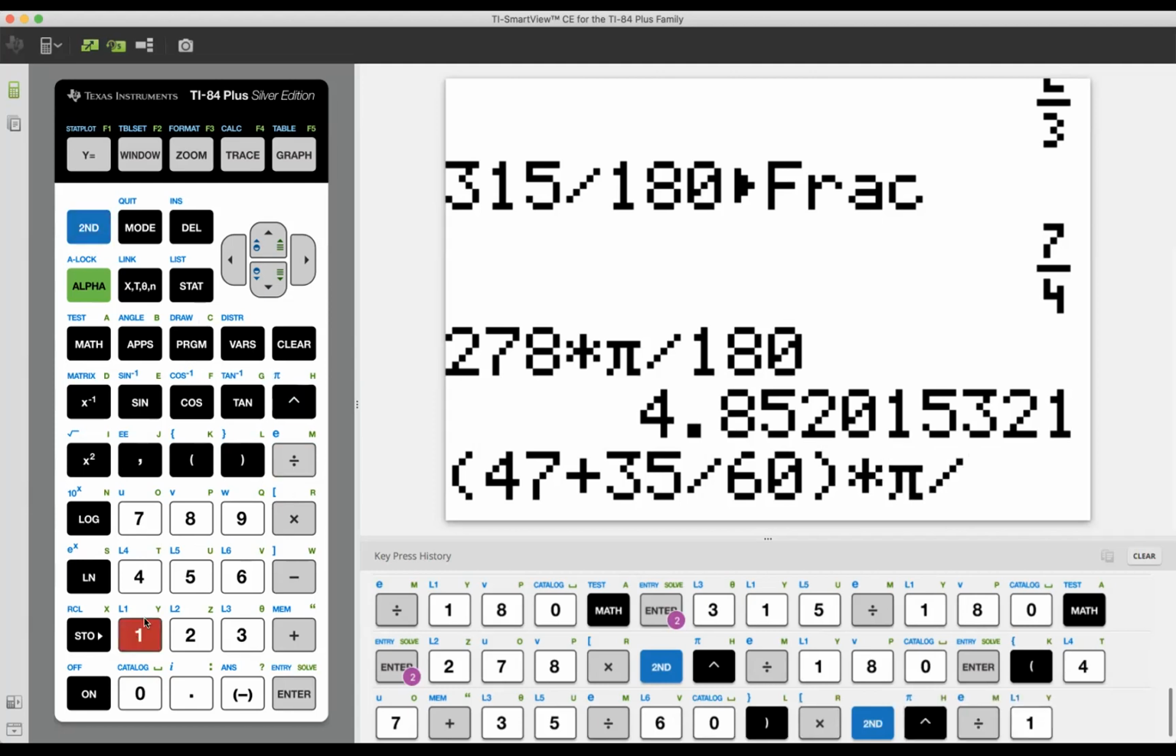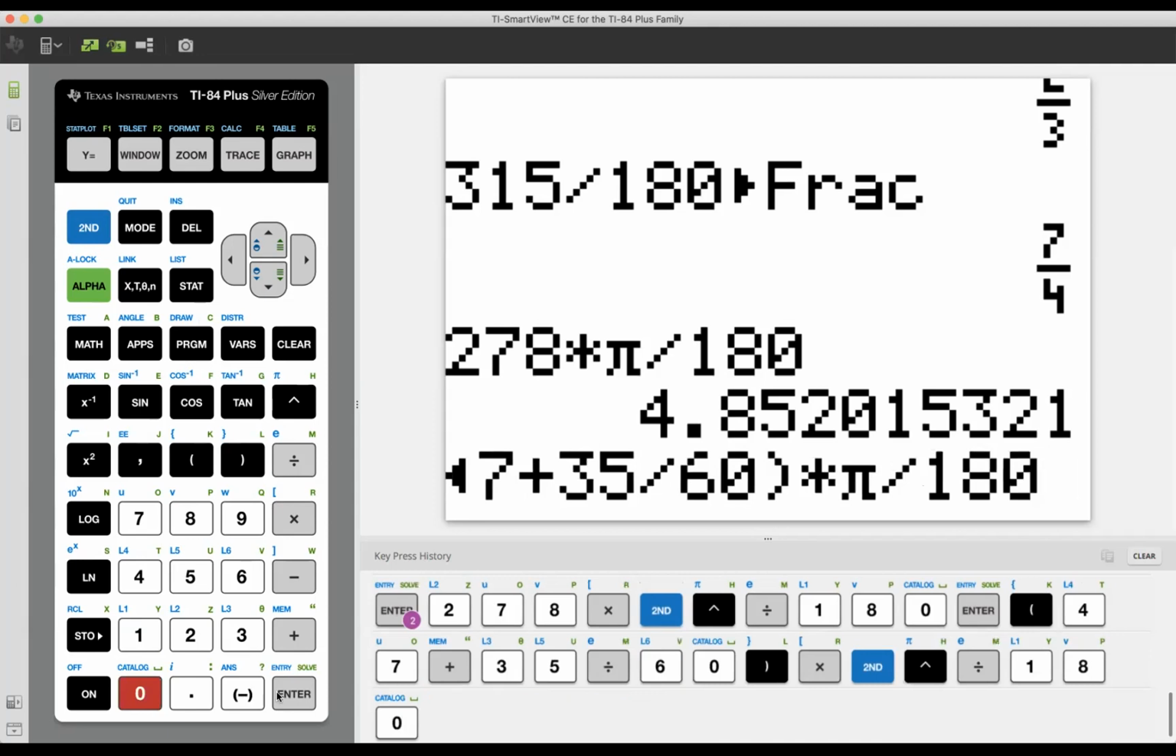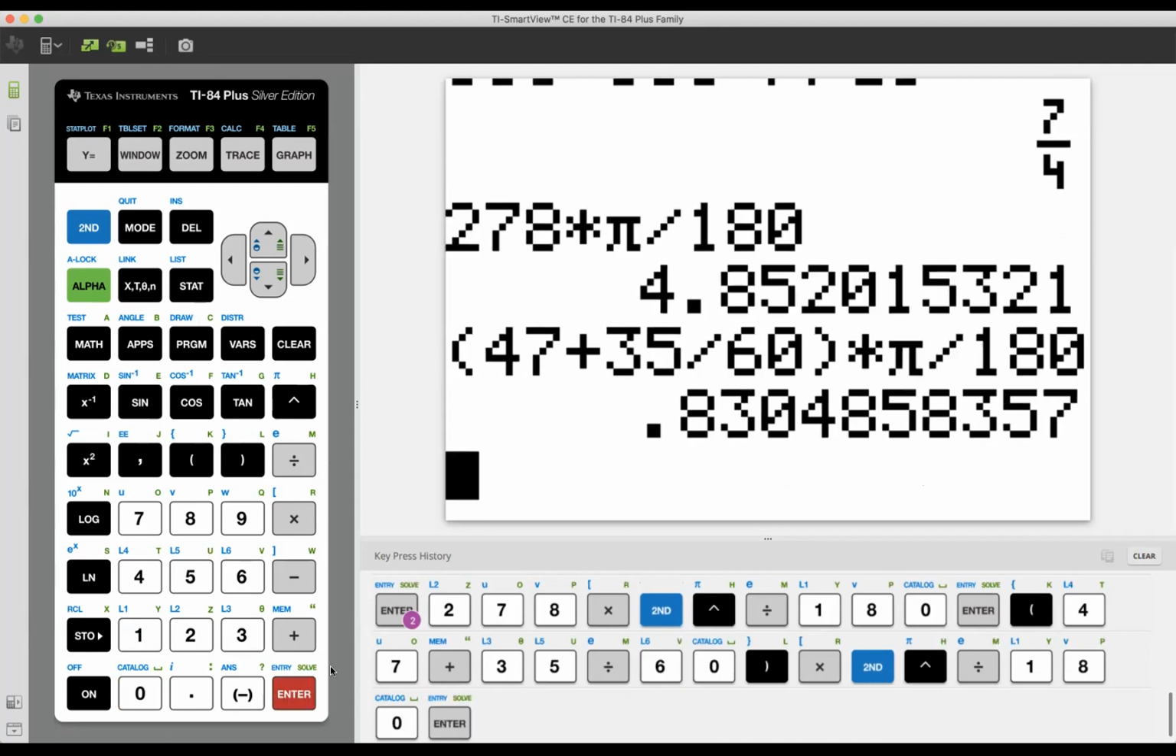So it'll give me that overall decimal. And that's my final answer, approximately 0.830. And we're good to go. Okay, so we're moving right along. Hope that is clear enough. If not, let me know and I'll help you out. Okay, back to the handout.